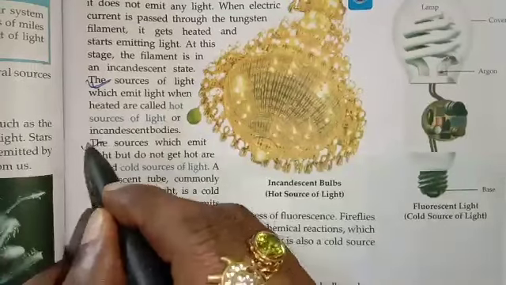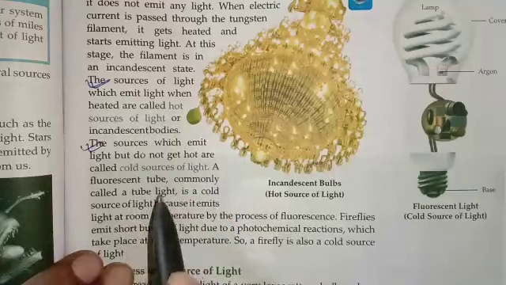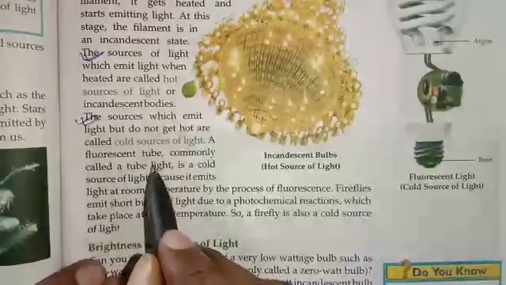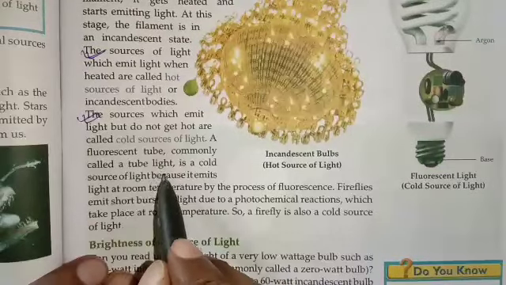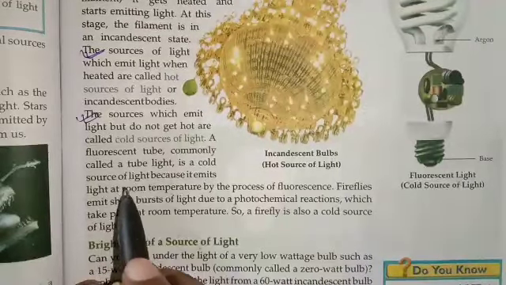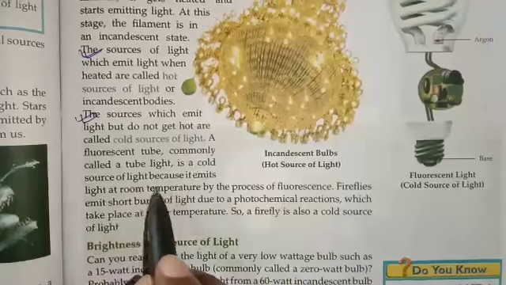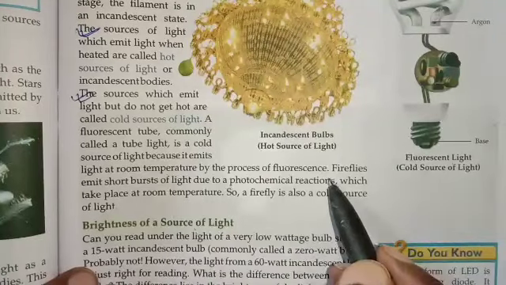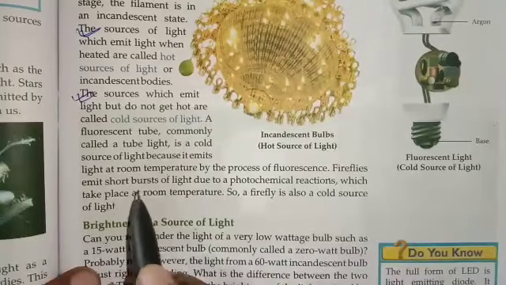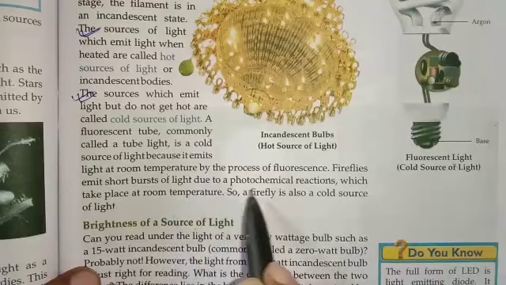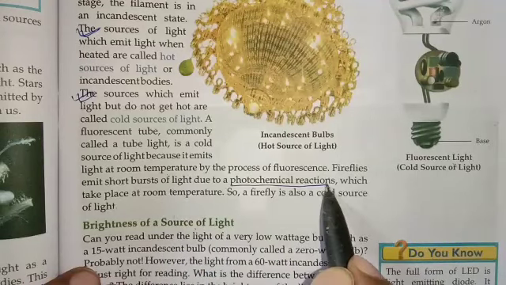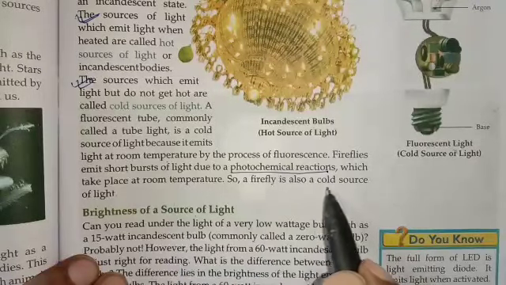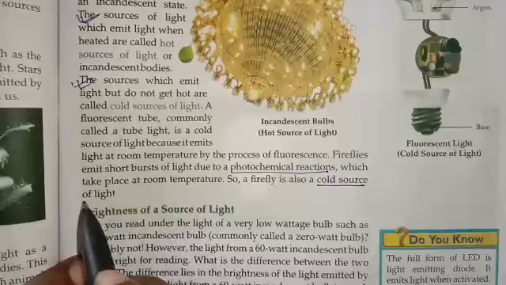One is hot sources of light, another is cold sources of light. Two definitions you have to learn properly. A fluorescent tube, commonly called a tube light, is a cold source of light. It emits light at room temperature by the process of fluorescence. Fireflies emit short bursts of light due to a photochemical reaction, which takes place at room temperature. So, a firefly is also a cold source of light.